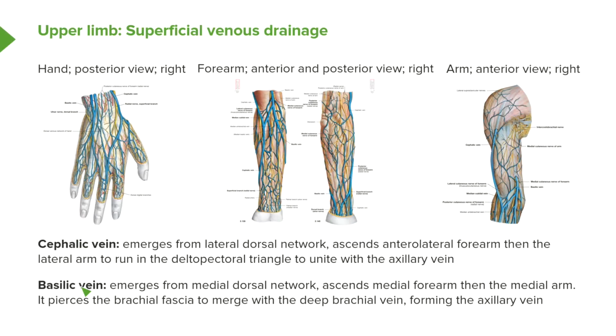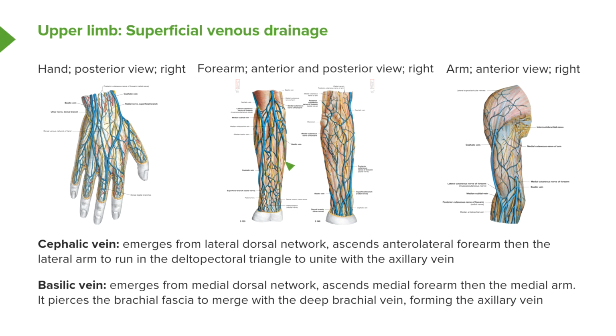If we now turn to the basilic vein, this emerges from the medial dorsal network. So we can see it here coming from this medial dorsal network, and here we've got the basilic vein. This is going to ascend the medial forearm and then enter into the medial aspect of the arm.